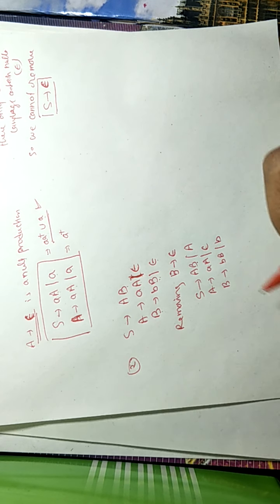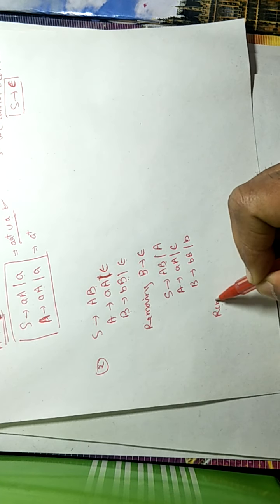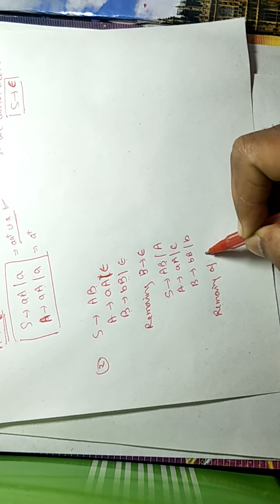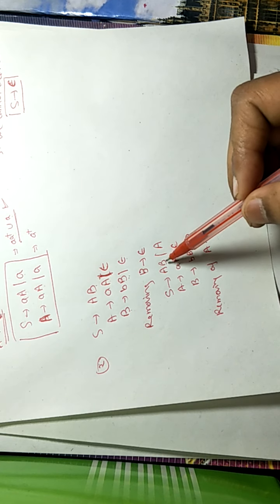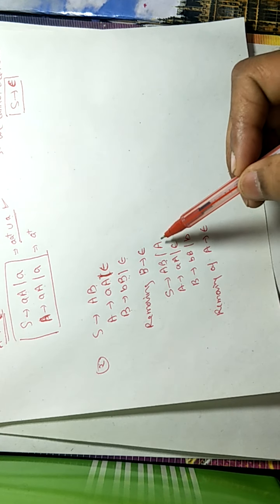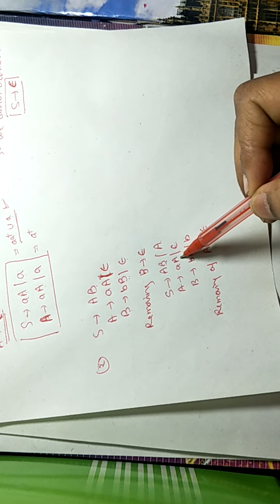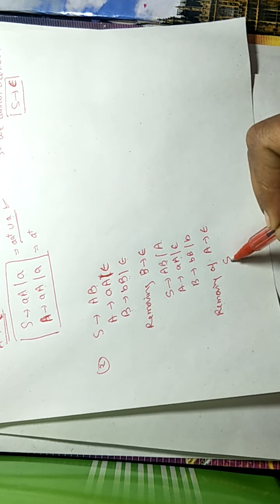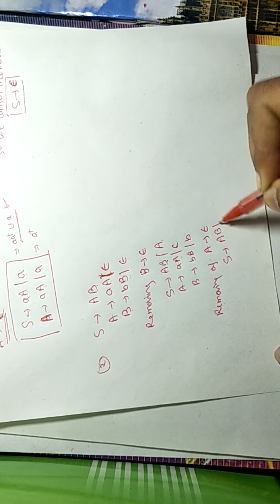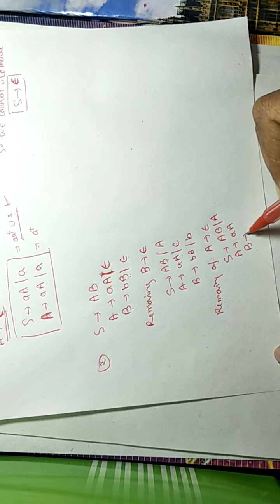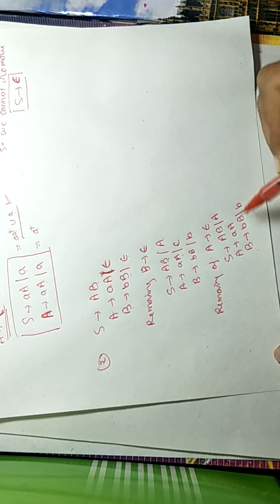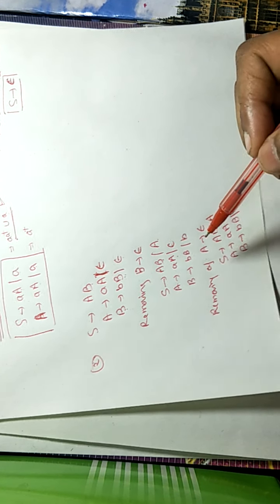Now move to the removal of A tends to epsilon. By removing A tends to epsilon, we can get B here, we can get epsilon here, we can get A here. So write the remaining grammar first, and put A tends to epsilon where it is used.